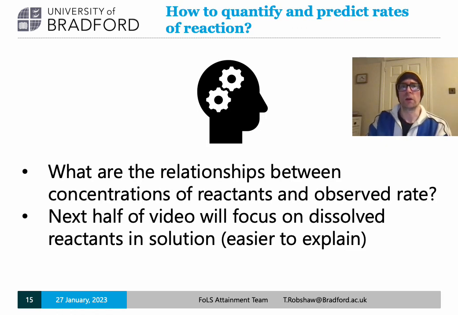So those are the things that we can do to influence the rate of a reaction, but how then do we quantify and predict the rate of a given reaction? Well, the first step involves working out what the relationships are between the concentrations of reactants and the observed rates. It's worth saying at this point that in the next part of the video we're going to be talking about aqueous or otherwise dissolved chemicals, just because that's the most straightforward way of explaining the concept. So I'll be talking about concentrations extensively going forward.